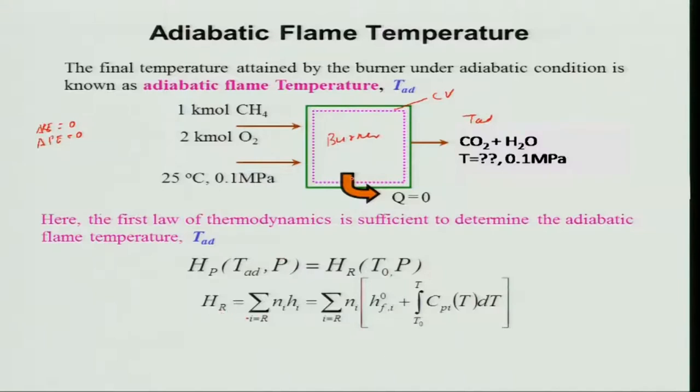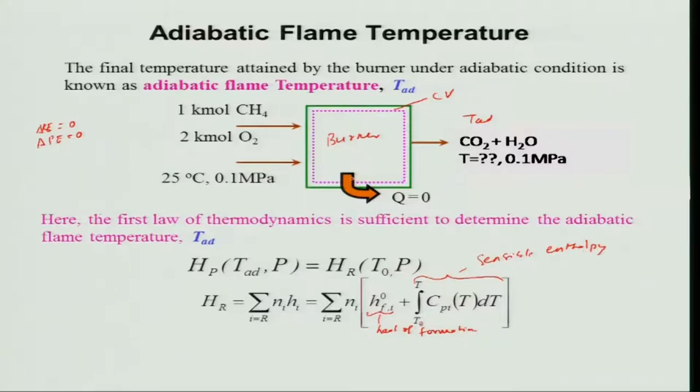Heat of reaction is basically the sum of NiHi, where Ni is the number of moles of each participating reactant. In this case, it is methane and oxidizer, whereas Hi is the enthalpy of the individual species. And keep in mind that the enthalpy of individual species will have two components. One is the heat of formation at standard state, and this portion is known as sensible enthalpy, which we studied in the last lecture.